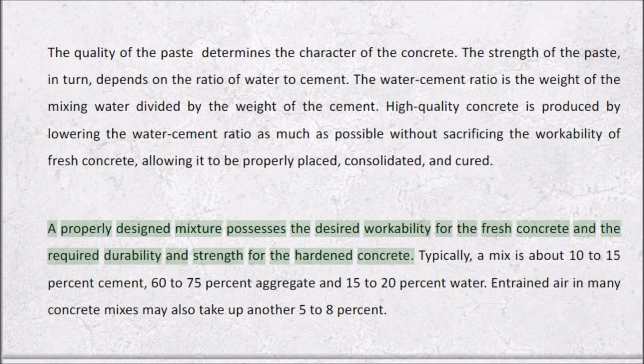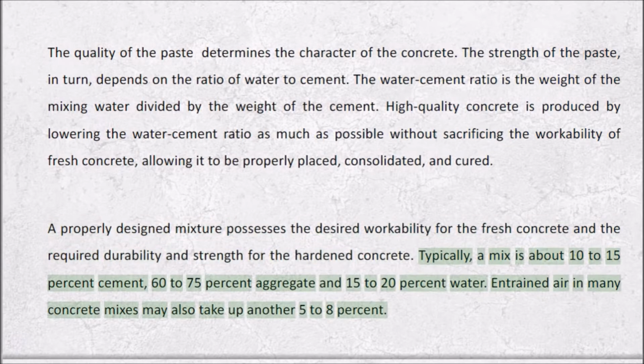A properly designed mixture possesses the desired workability for the fresh concrete and the required durability and strength for the hardened concrete. Typically, a mix is about 10 to 15% cement, 60 to 75% aggregate and 15 to 20% water. Entrained air in many concrete mixes may also take up another 5 to 8%.